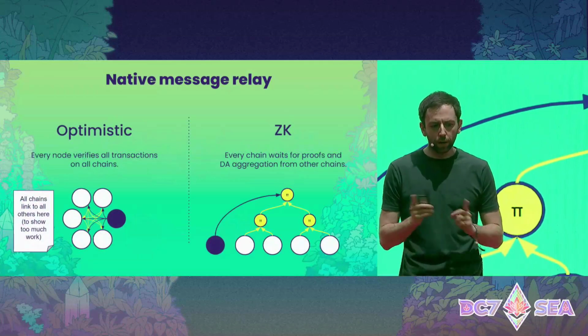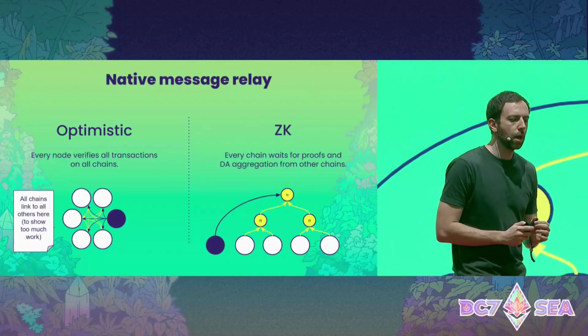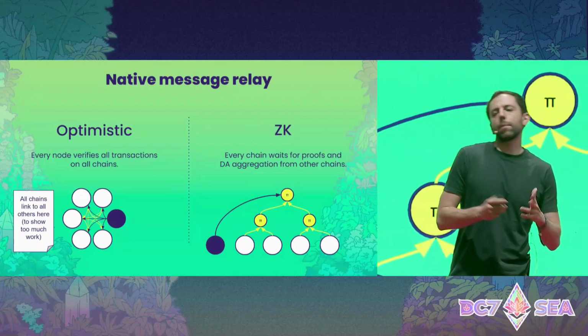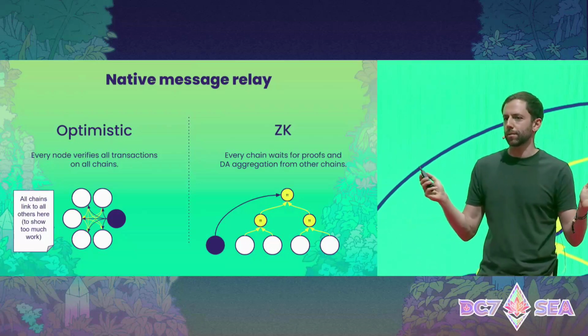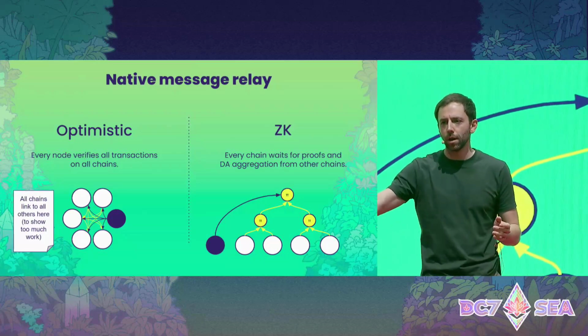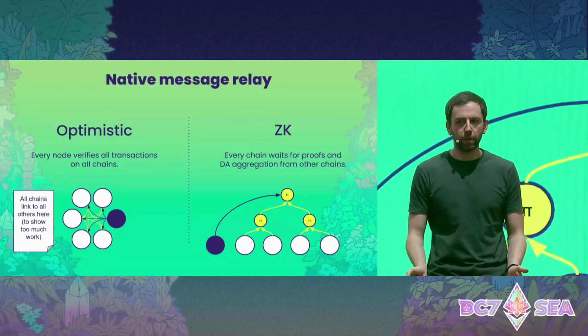And again, you have two different approaches. The optimistic approach, you have three approaches. Approach 0 is you just trust whoever is sending you this message. This is basically what we have today with third-party bridges.